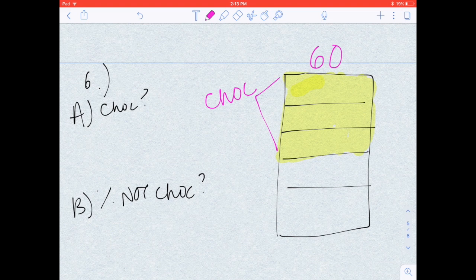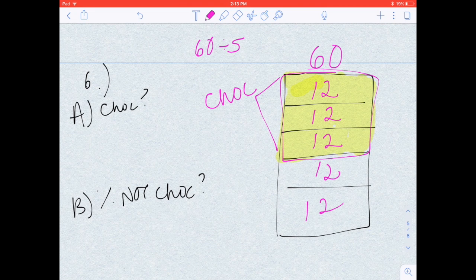So then to figure out how much goes in each box, I can think 60 divided by my 5 boxes, because 60 is my total, and that's going to give me 12 per box. And the first part of my question is, how many cookies were chocolate cookies? So I look at this part right here, and I have 12 3 times. So I find out 36 cookies were chocolate.